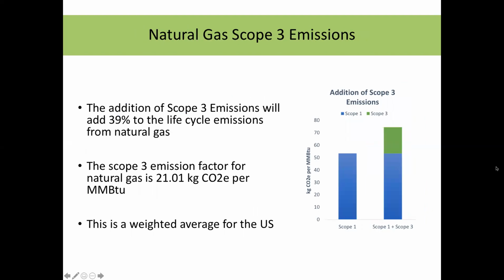And the Scope 3 emissions for natural gas, once again, seen here in green, will add about 39% to the life cycle emissions of natural gas. And this is slightly higher than that of fuel oil, but it could even be significantly higher than this pending further research, which I'll get into in a little bit. As of right now, we're using a weighted average for the US, and that is 21 kilograms of CO2 equivalent per million BTU.